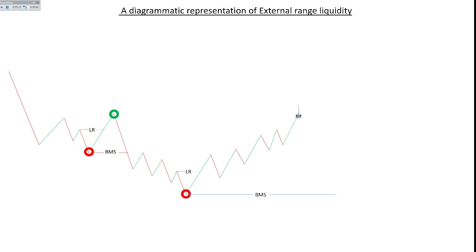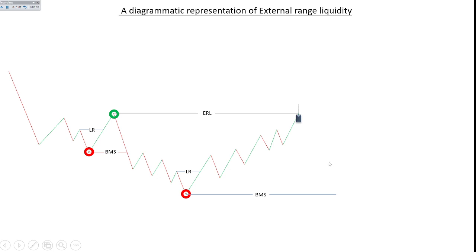In the case of a bearish market, an external range liquidity is a case where price takes out, or sweeps, your change of sentiment for short. In a bearish market, price sweeps your structural high. In a bullish market, price sweeps your structural low. This is your external range liquidity.